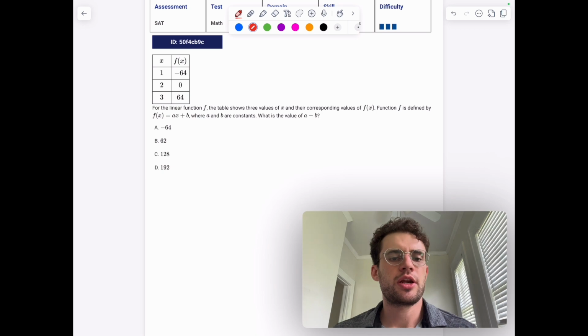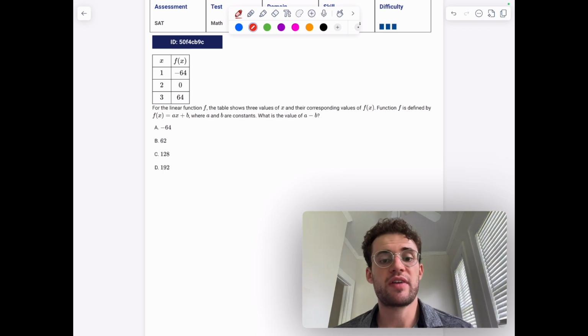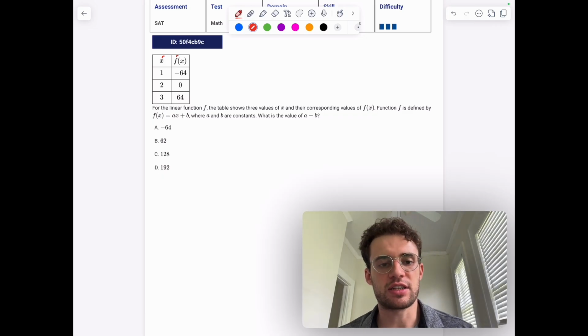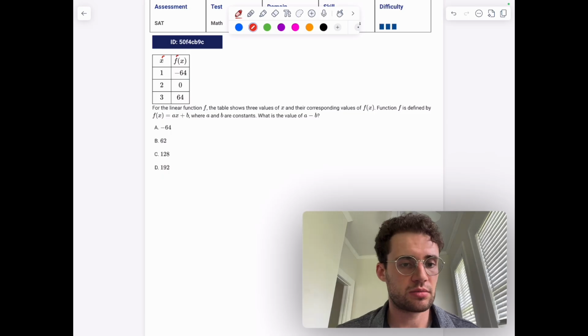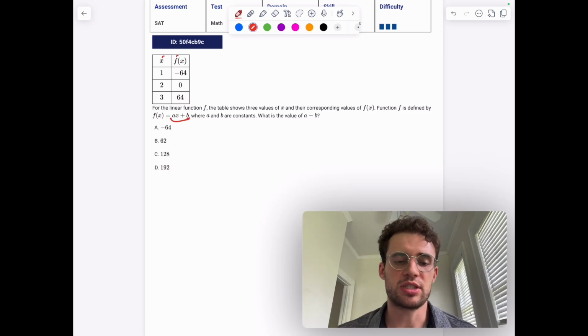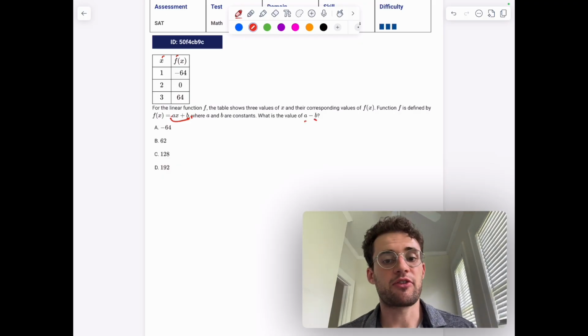Okay. For the linear function f, the table shows 3 values of x and their corresponding values of f of x. Think of x as the input, f of x is your output. Function f is defined by f of x equals ax plus b. This is slope-intercept form, where a and b are constants. What is the value of a minus b? So we just have to figure out what the slope is and what the y-intercept is, and then you subtract the y-intercept from the slope.